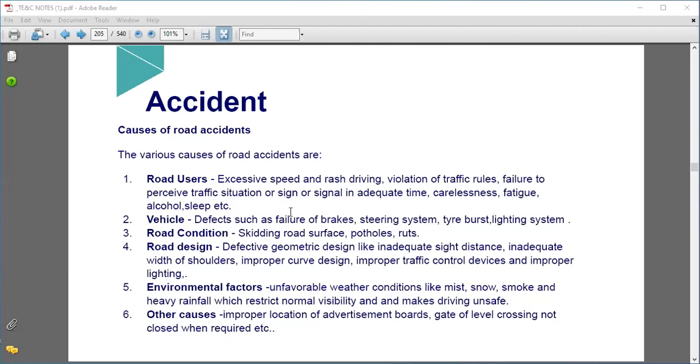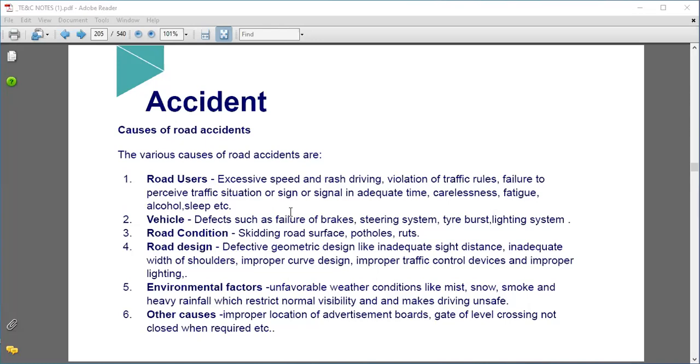Next one is the other causes. Other than that, we have seen the road user characteristics. After that, we have seen vehicles. After that, we have seen road condition, road design, and environmental factors also. The last point is here, that is the other causes.